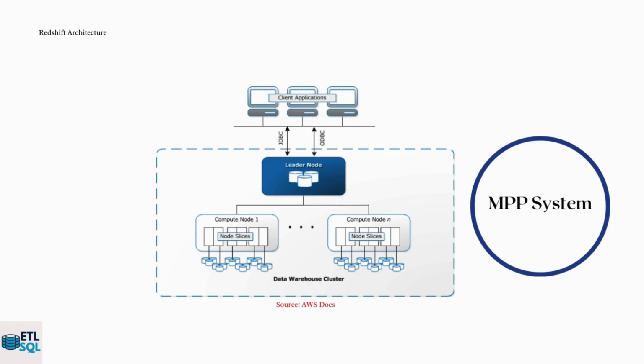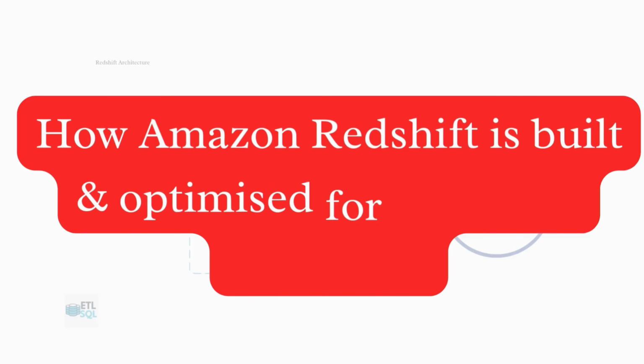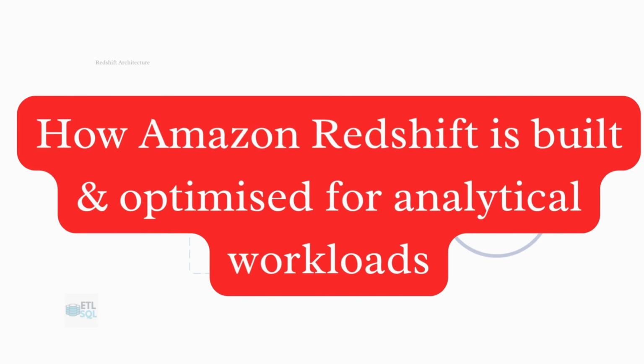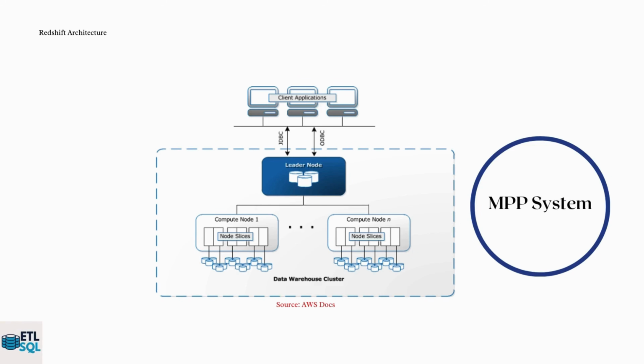By the end of this lesson, you will have a solid grasp of how Redshift is built and optimized for analytical workloads. So let's get started. Amazon Redshift follows a massively parallel processing architecture, which allows it to distribute and process large volumes of data efficiently.